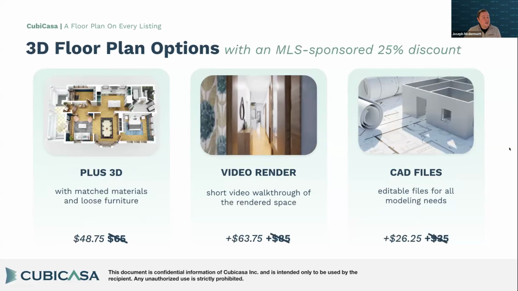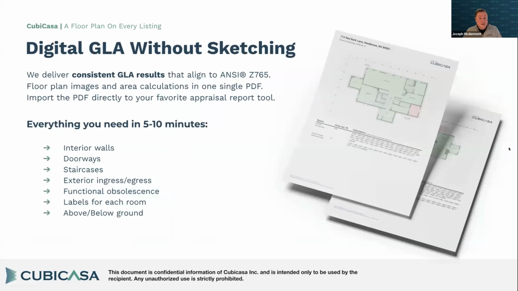Last thing to highlight here in terms of products, I want to take a closer look at the different reports that I mentioned. So GLA, which we were just talking about a second ago, is the gross living area of the property. The results that you're going to get when you scan through this are aligned to ANSI standards, so it's actually exactly what appraisers use.